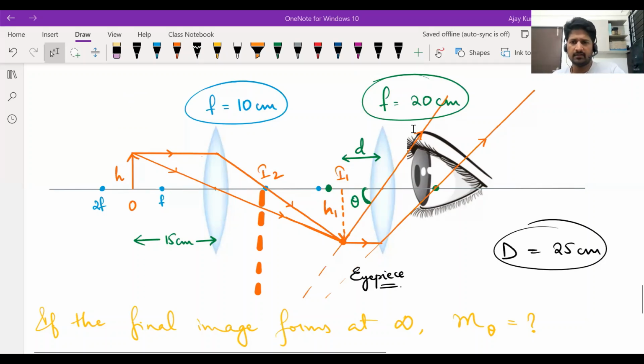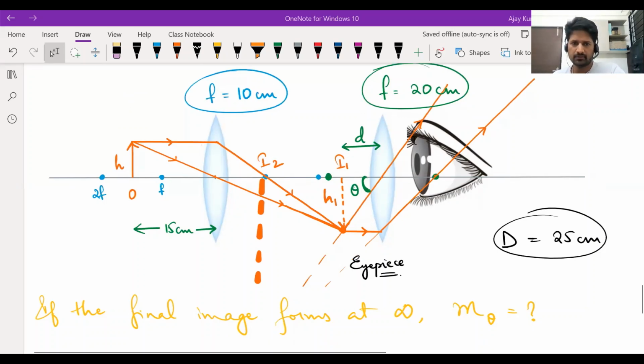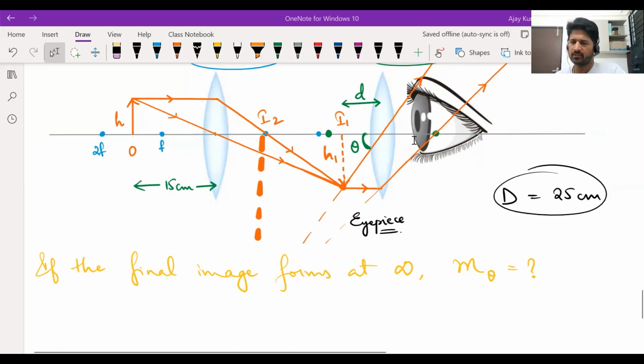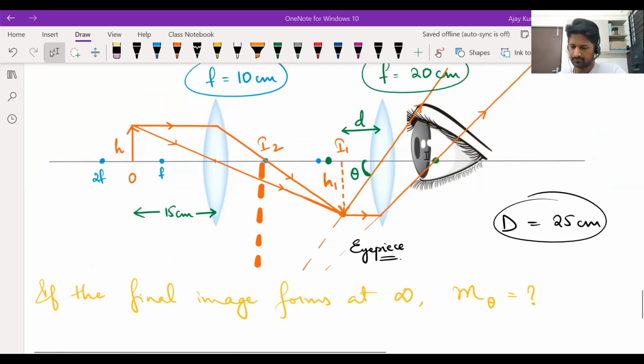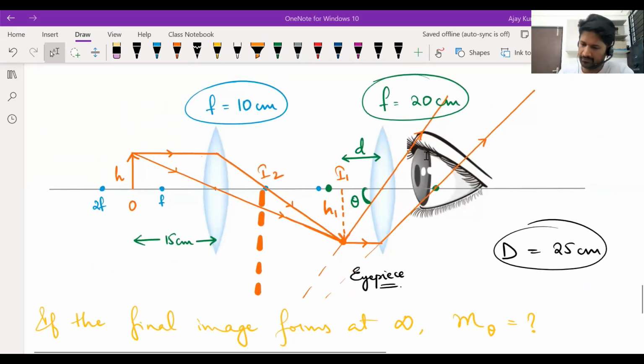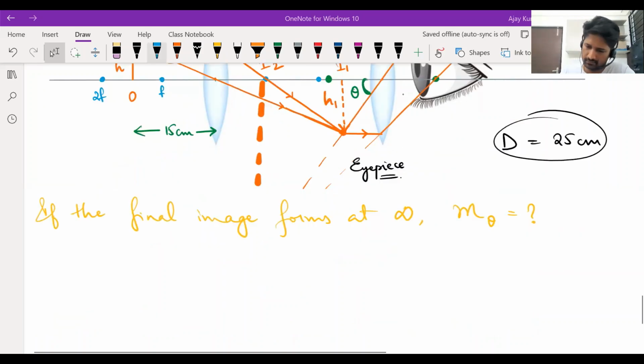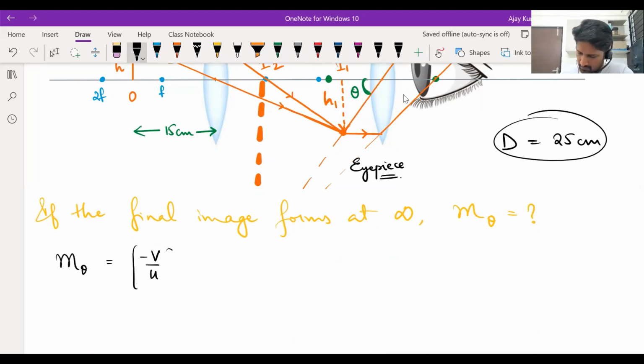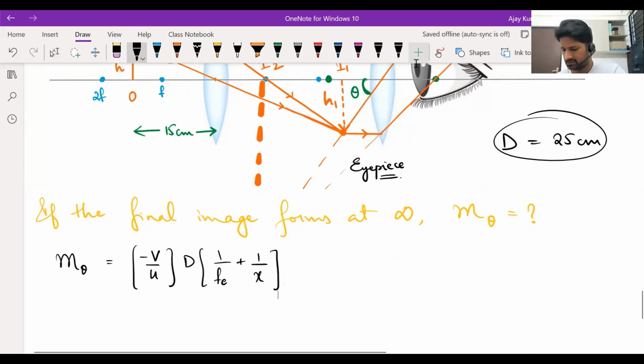Right. Rishi, how have you tried to solve this? We need the magnification produced by the compound microscope. So the formula is minus V by U into D into 1 by Fe plus 1 by X. Correct. 1 by Fe, focal length of the eyepiece, plus 1 by X. That X is where you want the final image to form. Yes.